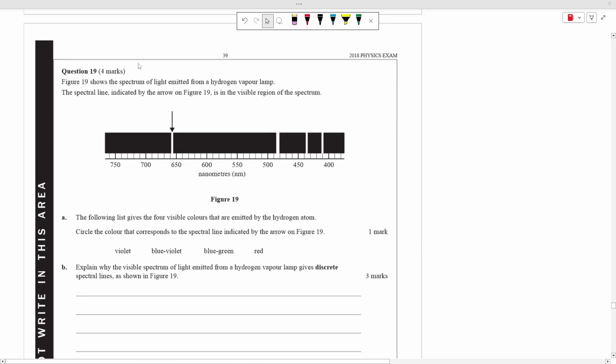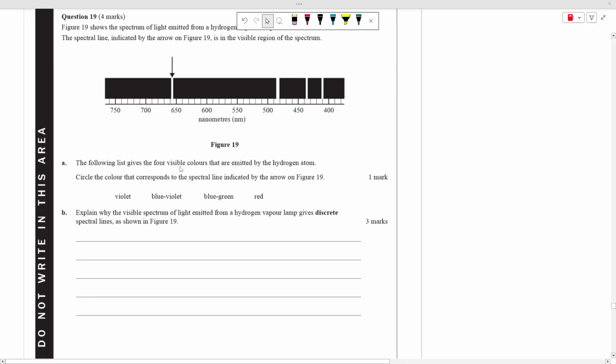Alright, question 19. Figure 19 shows the spectrum of light emitted from a hydrogen vapor lamp. The spectral line indicated by the arrow on figure 19 is in the visible region of the spectrum. The following list gives the 4 visible colors that are emitted by the hydrogen atom. Circle the color that corresponds to the spectral line indicated by this arrow on figure 19.